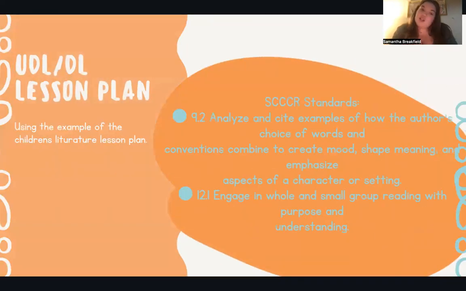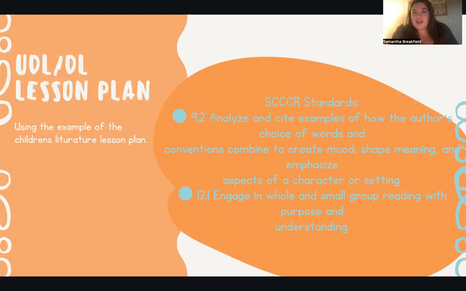Okay, and then we have my UDL lesson plan. I'm using the example from my children's literature plan because I already had that lesson plan on hand and it went in pretty well with this. So for this, their standards are analyze and cite examples of how the author's choice of words and conventions combine to create mood, shaping meaning, and emphasize aspects of a character or setting. So that kind of ties back to what I was talking about when they're writing in their reflective journal.